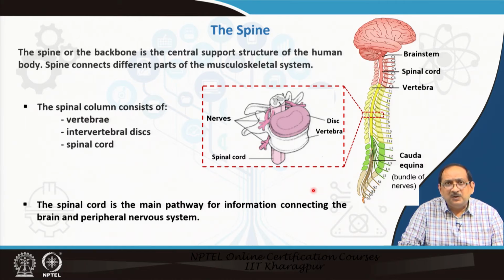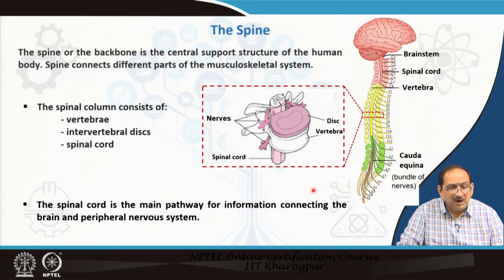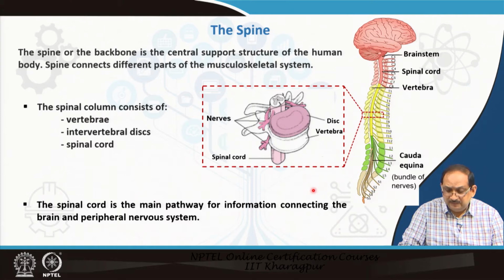The spinal cord is the main pathway of information connecting the brain and the peripheral nervous system. The spinal cord is part of the central nervous system that supplies nerves and receives information from the peripheral nervous system within the body.